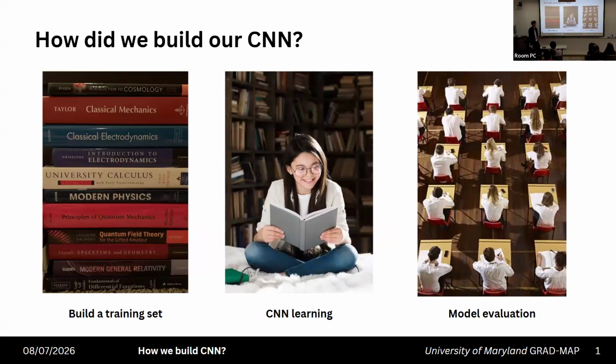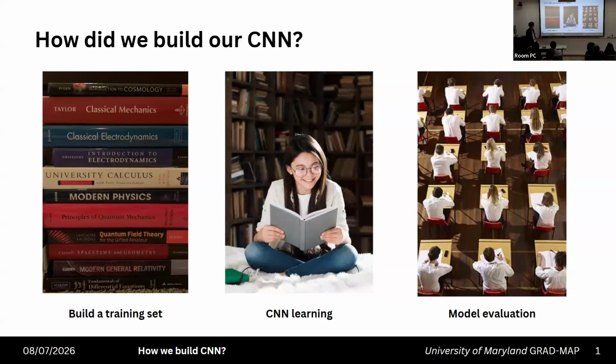How did we build our CNN? To have a smart CNN, like a human, we need to study to be smart. So a CNN needs a training data set of thousands of images to remember. Then the CNN will learn it, and like humans, we study and then take an exam to know if we studied correctly. CNN also has a test like that. It's called model evaluation.